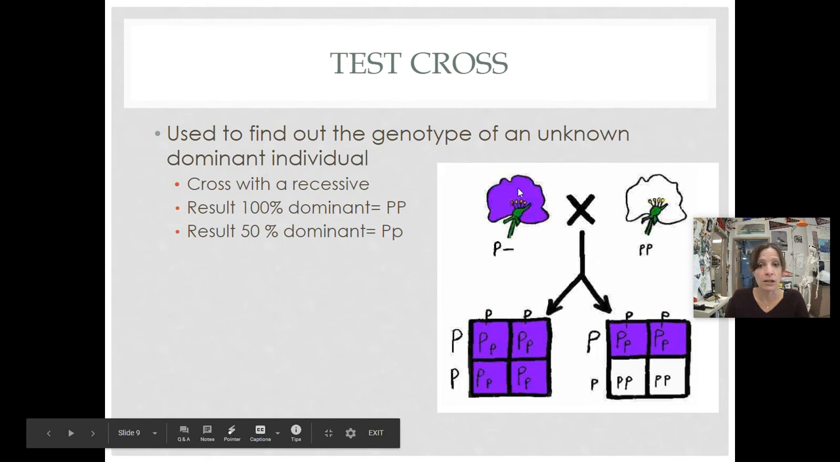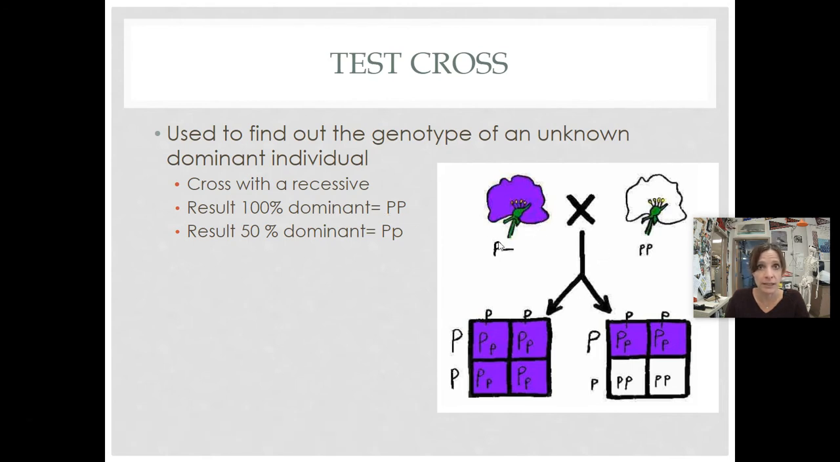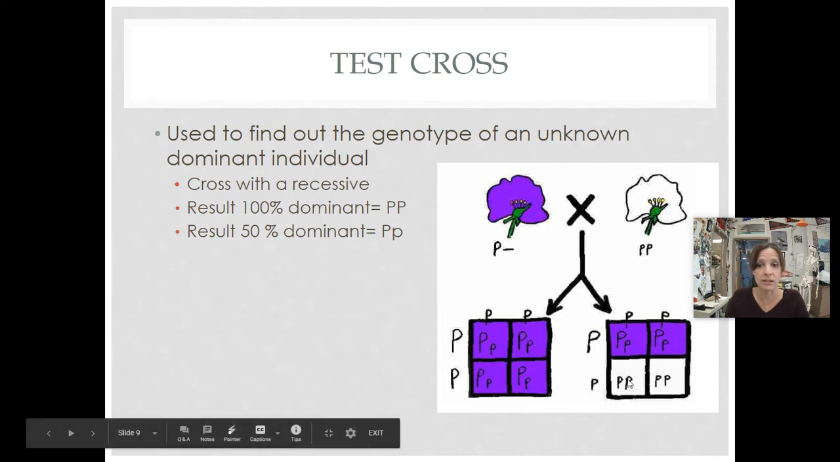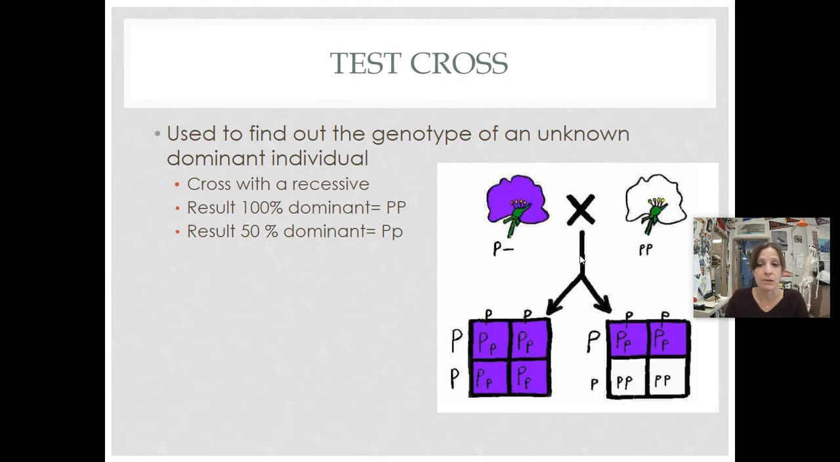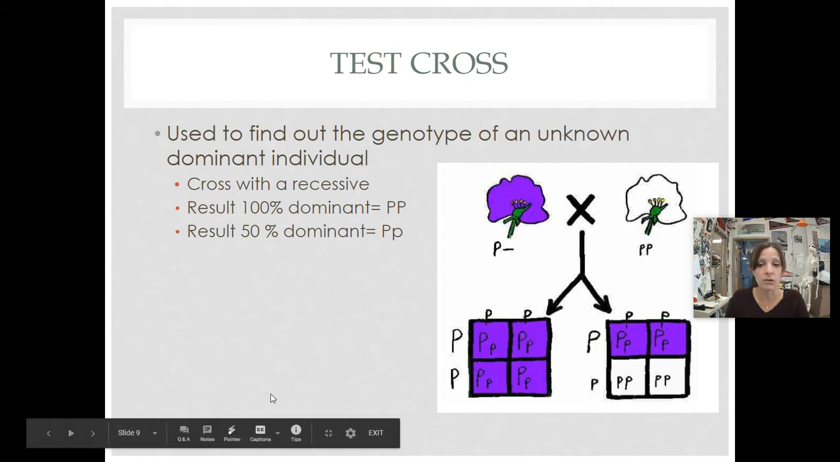And if this one is heterozygous, so big P, little p, and you cross it with a recessive, then you'll get 50% dominant phenotype and 50% recessive phenotype. So make sure you write down the results of what would happen when you do a test cross so that you know what that dominant individual's genotype would be.